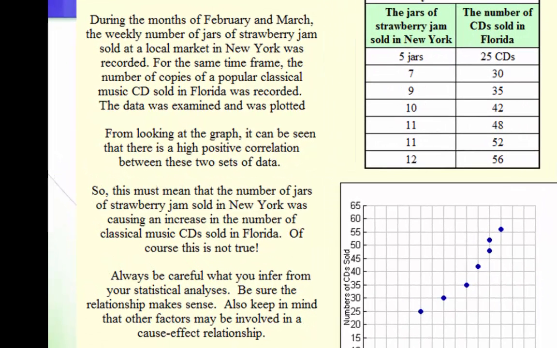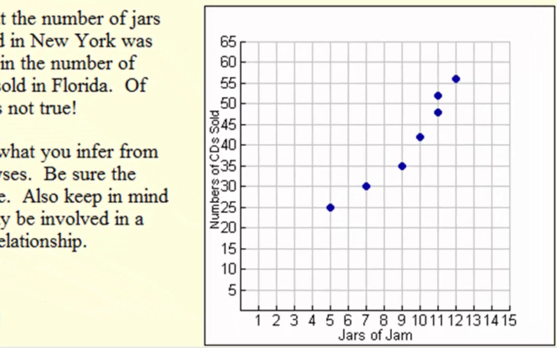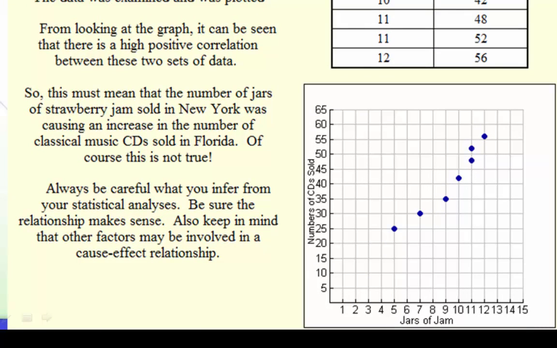During the months of February and March, the weekly number of jars of strawberry jam sold at a local market in New York was recorded. For that same time frame, the number of copies of a popular classical music CD sold in Florida was recorded. The data was examined and was plotted. From looking at the graph, it can be seen that there is a high positive correlation between these two sets of data. So, this must mean that the number of jars of strawberry jam sold in New York was causing an increase in the number of classical music CDs sold in Florida. Of course, this is not true.